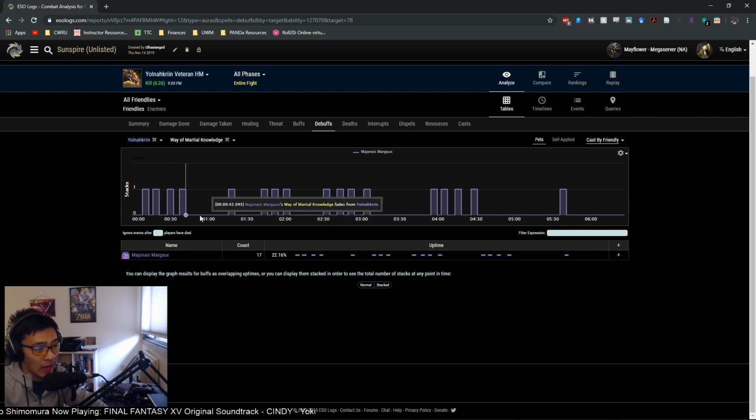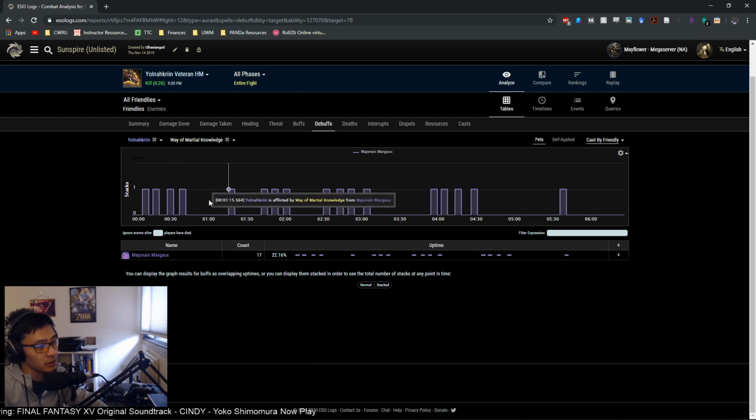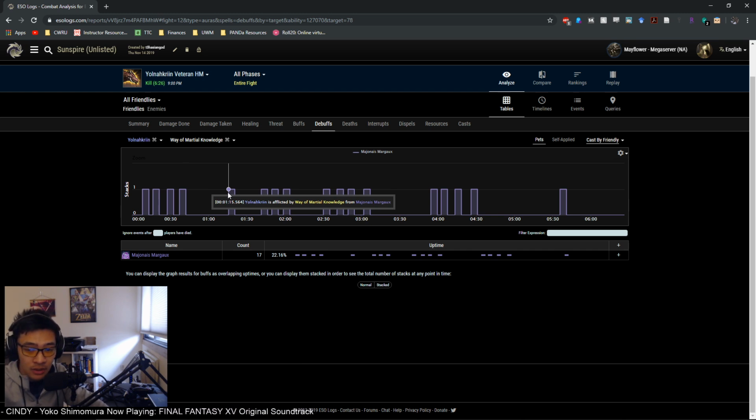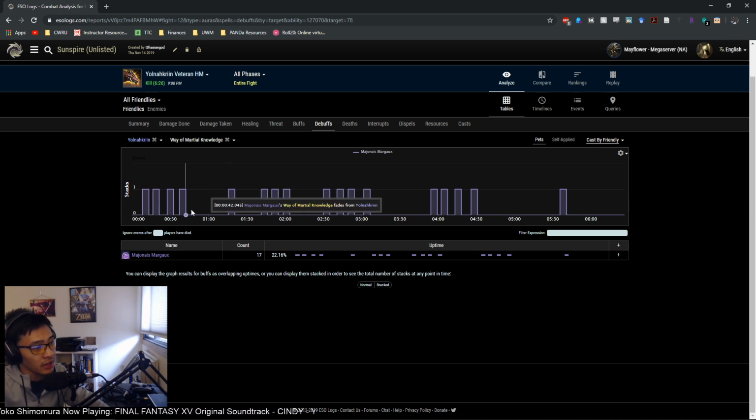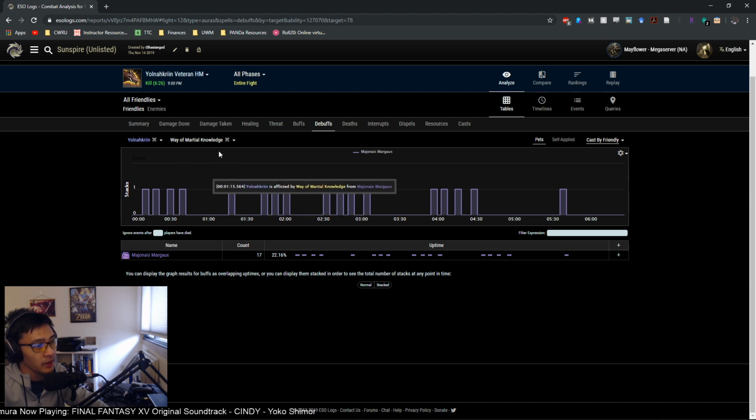But then there's this big gap. So something happened in this big gap that we need to figure out, to see what was happening. Maybe he was focusing more on healing rather than debuffing. Maybe he was heavy attacking instead of light attacking, because Marshal Knowledge does proc off of light attacks, for example. So again, you can kind of figure it out. This is the time frame we got to look at. Let's go ahead and take a look at what was happening here.